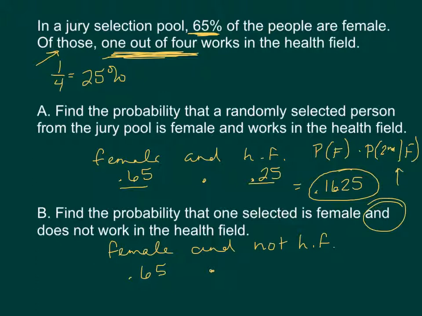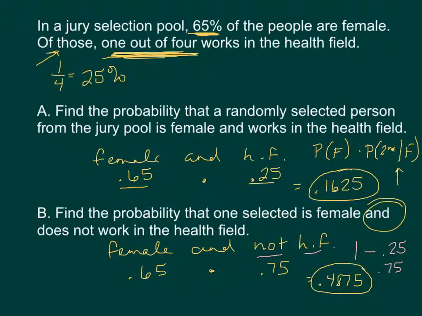If you'll remember, the rule of complements is 1 minus the probability that you're talking about. So if I want not health field, it would be 1 minus the probability of being in the health field. That's 0.75. So 0.75 is my second probability. Multiply those two together, and you get 0.4875.